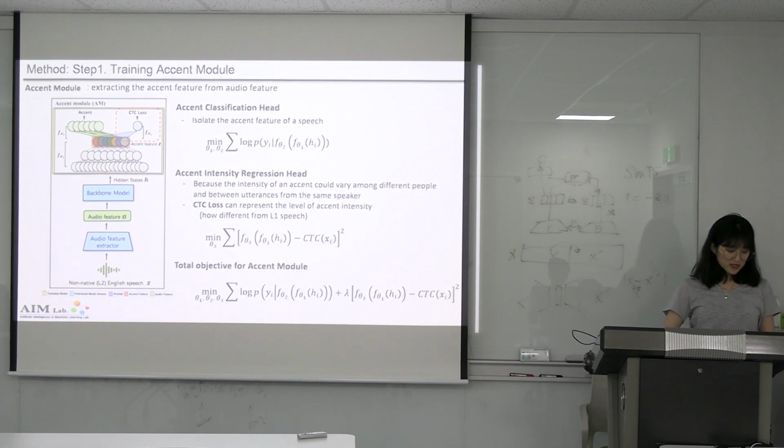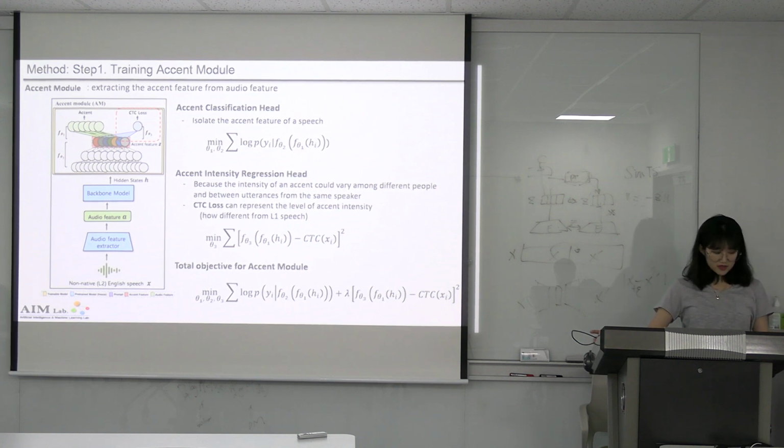And for the accent intensity, we employ the CTC loss, which is utilized to train the backbone model for the ASR system, as a proxy for accent intensity. This is based on the hypothesis that the larger the accent intensity, the higher the CTC loss, and when the accent of a certain utterance is similar to that of native speakers, the CTC loss would be low.